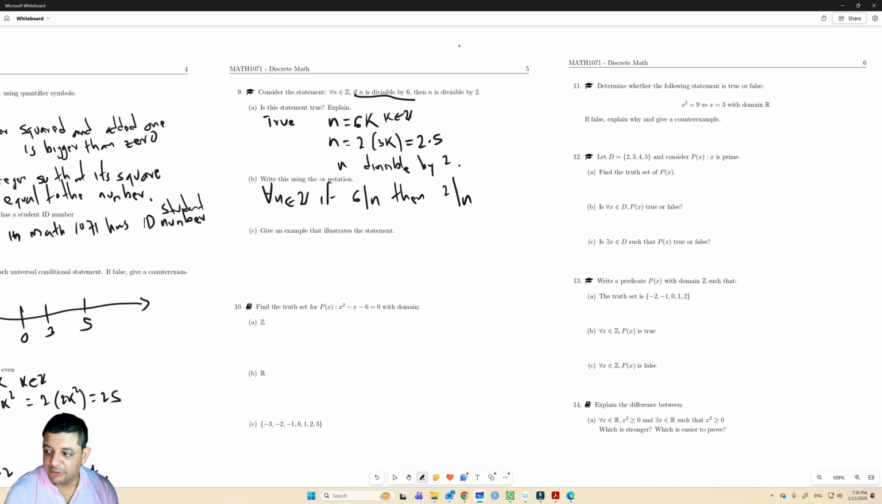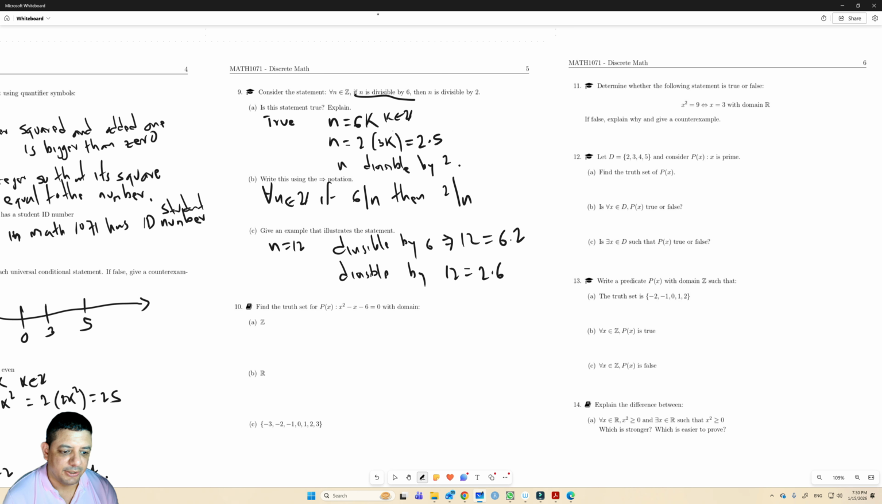Give an example that illustrates that statement. For example, if I give n equals 12. So n equals 12 is divisible by 6, as 12 can be seen as 6 times 2. But it is also divisible by 2, as 12 can be seen as 2 times 6. So you can see here that that will make it divisible by 2.